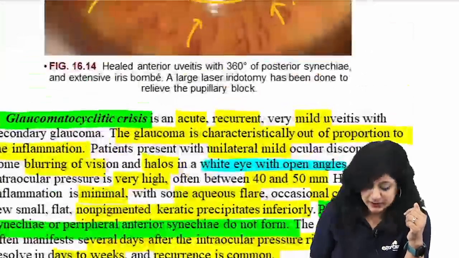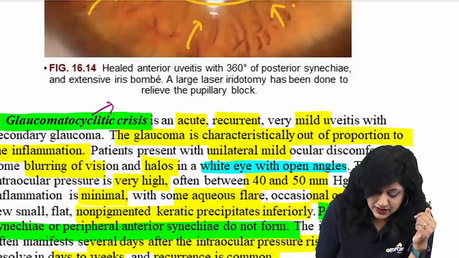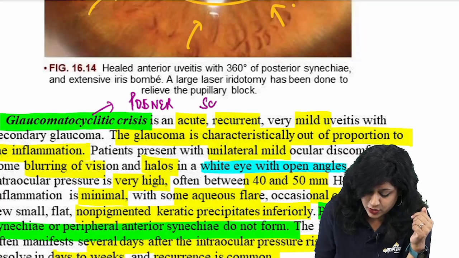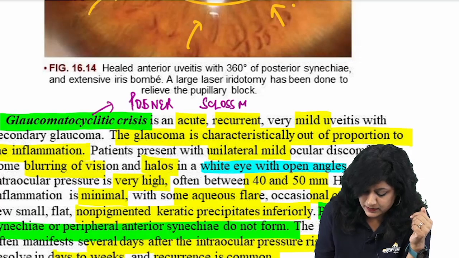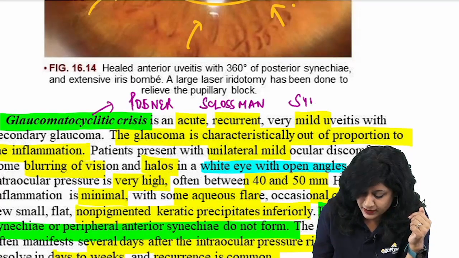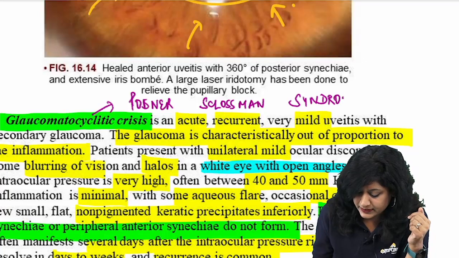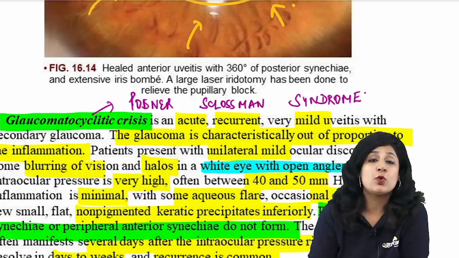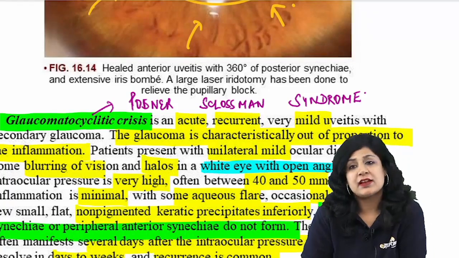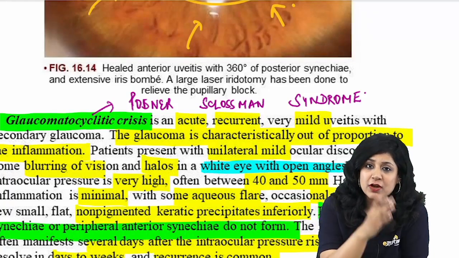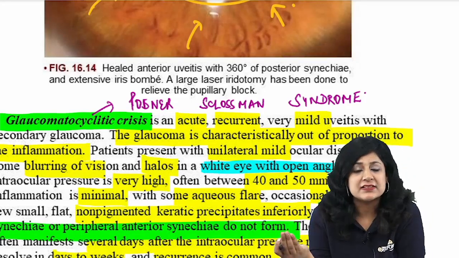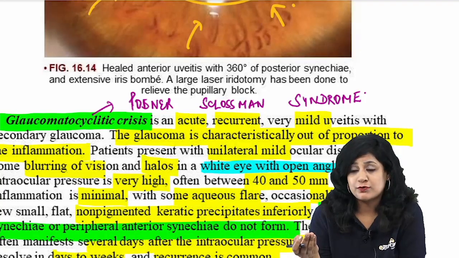They have not mentioned it, but its other name is the Posner-Schlossman syndrome. So, at times you may get a question by this name, Posner-Schlossman syndrome. It is a glaucomatocyclitic crisis, so go by the name. First you have glaucoma, then you have cyclitic, that means then you have uveitis. It's a crisis where glaucoma is out of proportion to the uveitis.